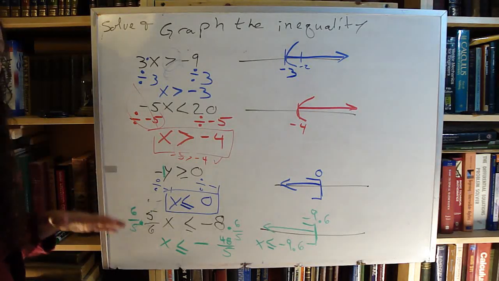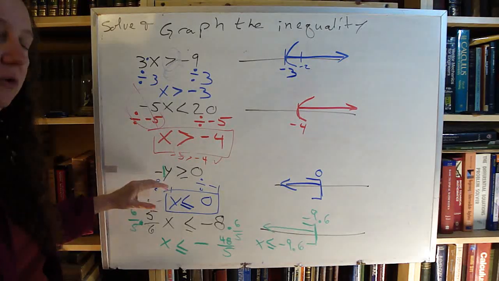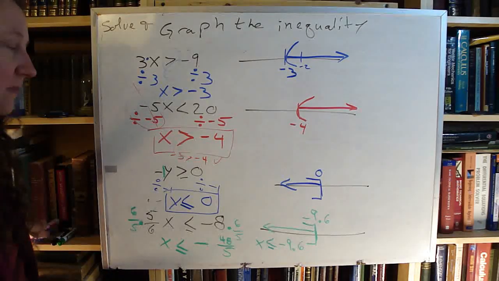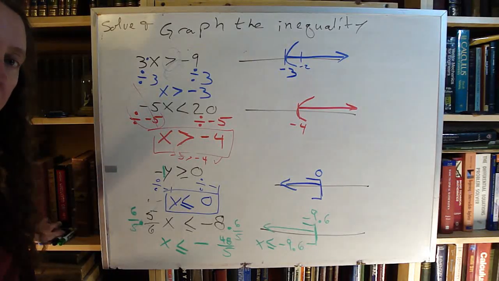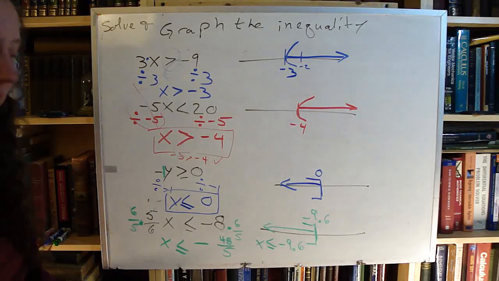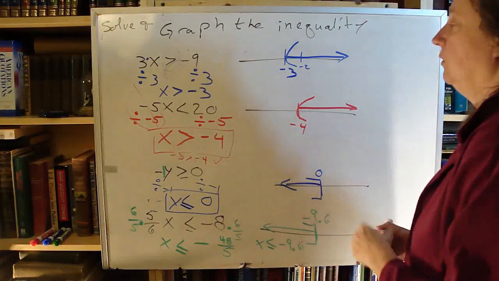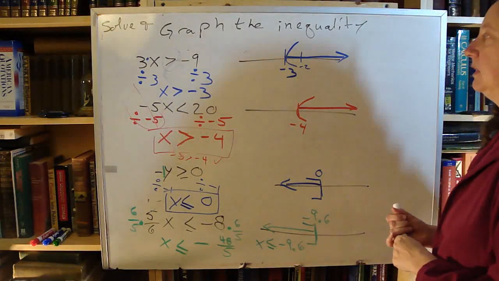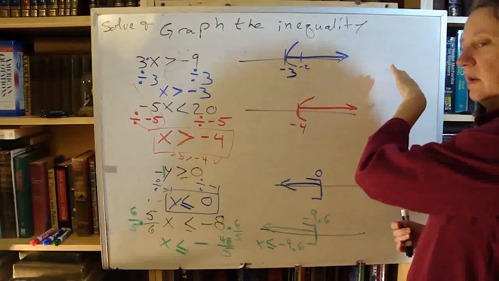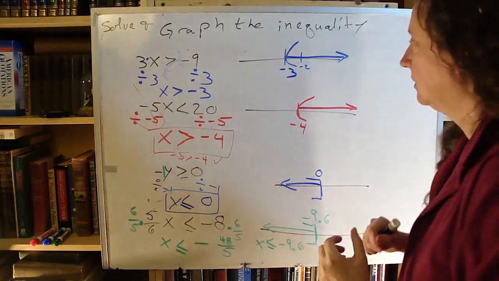Now there's another part to this that they want you to do. We have our answers in inequality notation. They want us to answer it also in interval notation. So interval notation, I'm going to say, where does it start? Where does it end? And do I use round or do I use square?